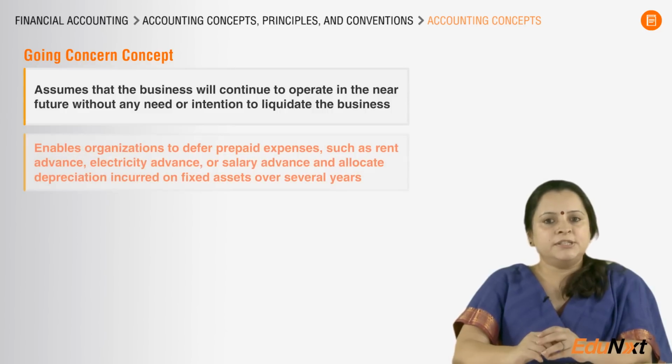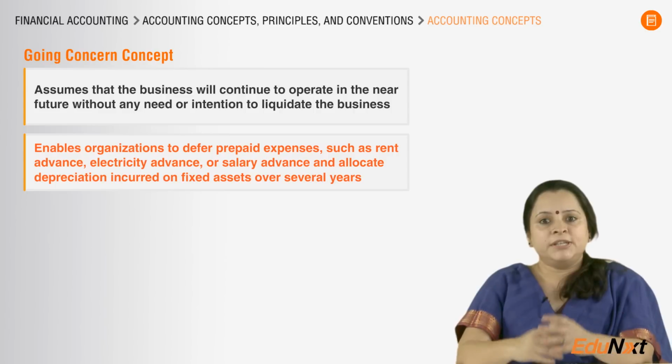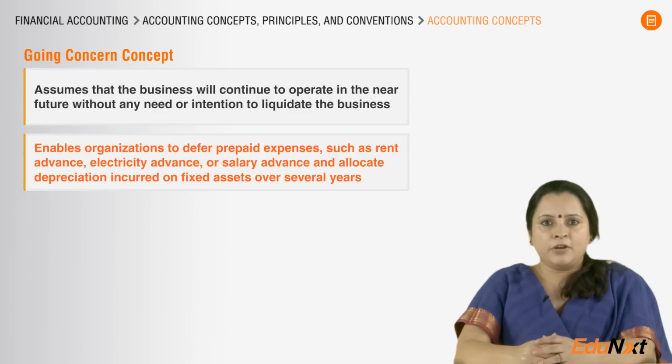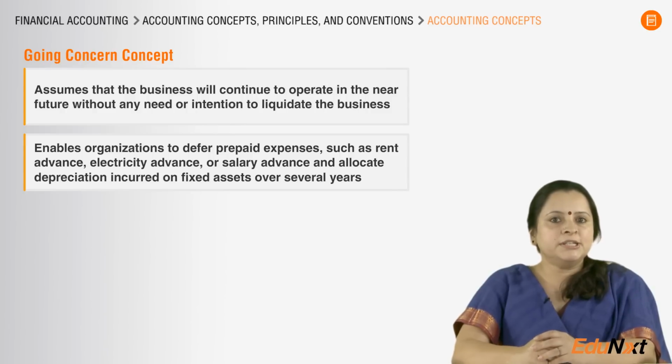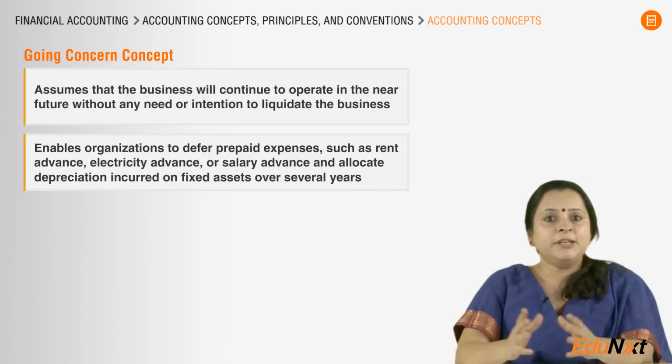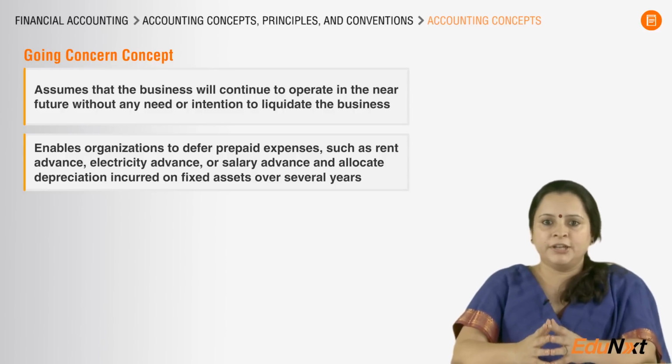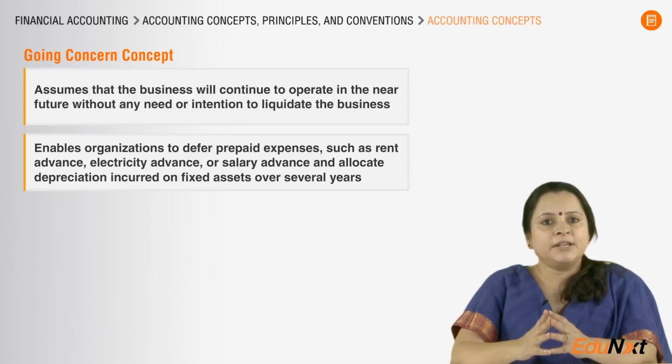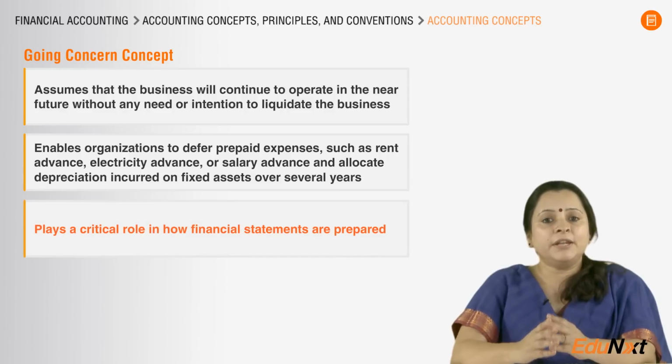It is because of this concept that the organizations are able to defer prepaid expenses such as rent advance or electricity advance or salary advance and allocate depreciation incurred on fixed assets over several years. Remember, if it is known that the business might cease operations soon, which means that it is not a going concern, then the assets and liabilities of that business have to be recorded and estimated differently. Therefore, going concern is an extremely important concept that plays a critical role in how financial statements are prepared and presented to the users.